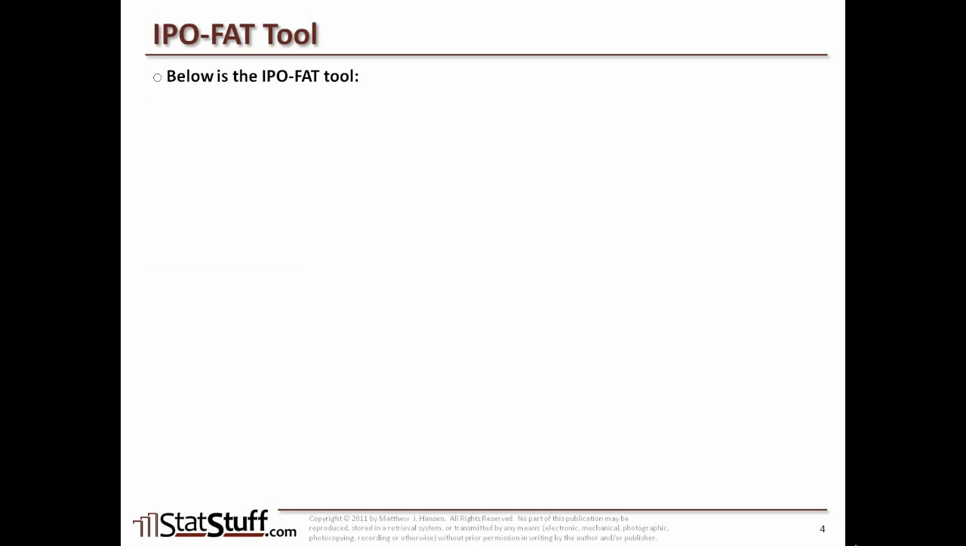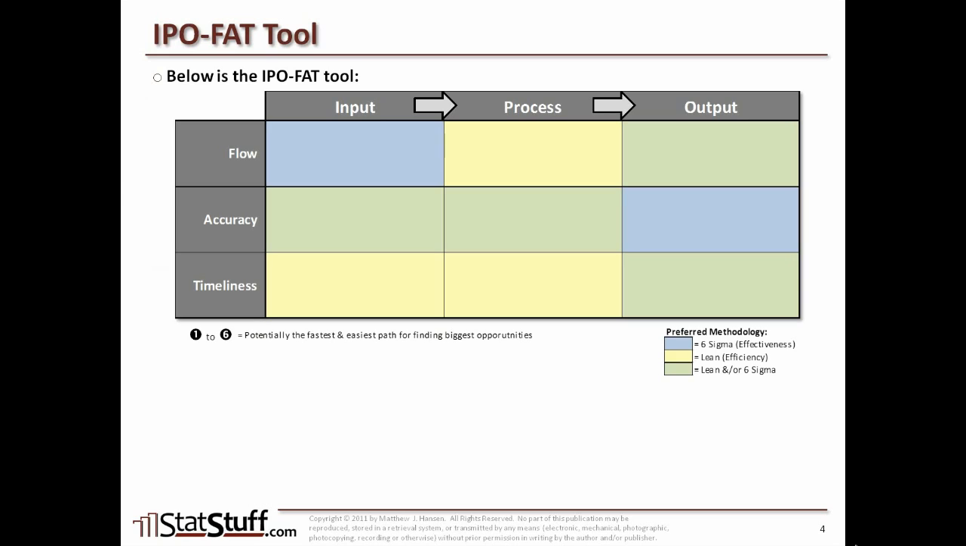Alright, so now let's look at the IPO-FAT tool and how it's basically laid out. Basically, it looks like this matrix, where it's a 3x3 basic matrix with 9 blocks in there. And looking at this, you basically start with the input that leads into a process that creates some sort of output. That's the IPO portion. And then we're going to be looking at all the things that are inputs leading into a process that create the output from, again, the three perspectives. First, a flow perspective, down and underneath of that, the accuracy perspective, and then finally a timeliness perspective. So let's fill in each of these different blocks in here so you can see how these different perspectives are applied when we look at the IPO.